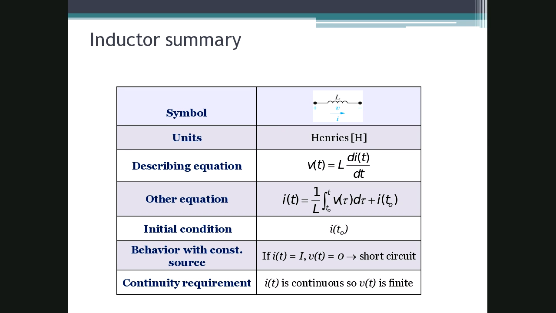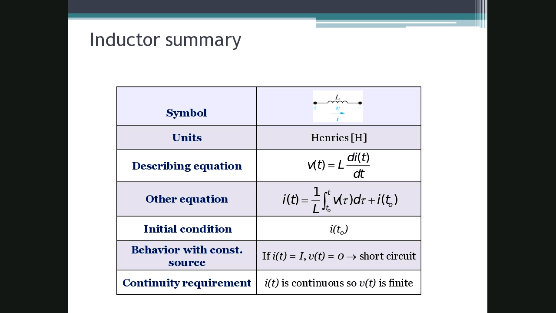There we go. You should be able to see that. So we know what the symbol for an inductor is. We know that the units are in henries. We have what's called the describing equation, which is a derivative. You're not going to be responsible for that. We have other equations to determine what current is from that voltage equation, which is that next line. You're not going to be responsible for that.